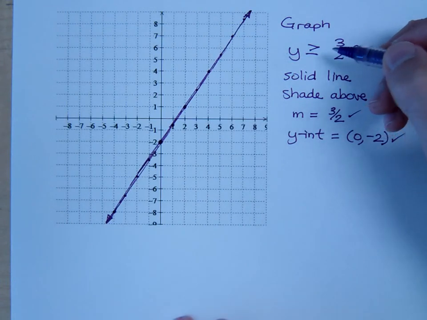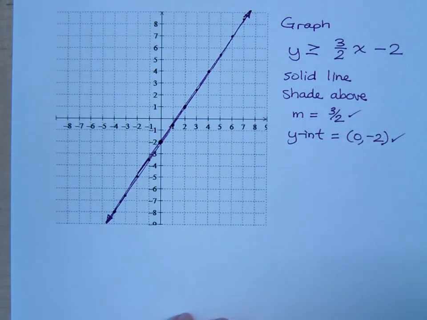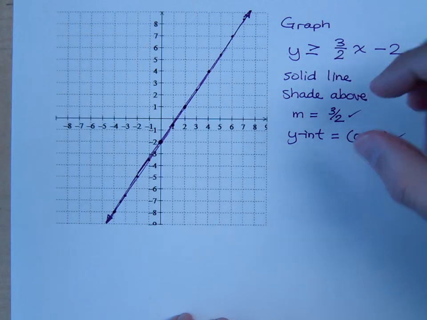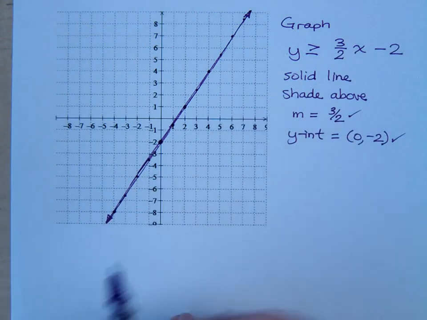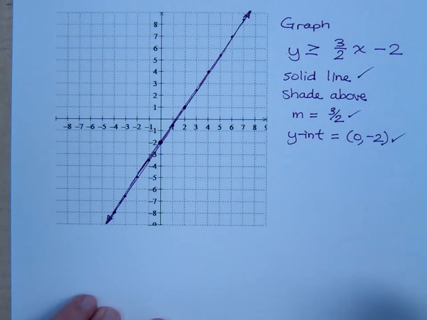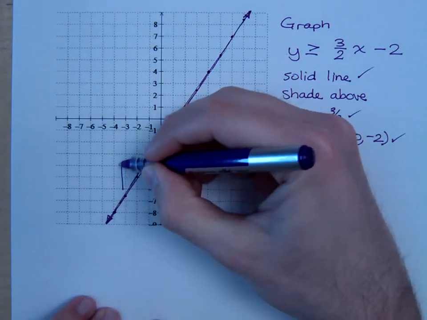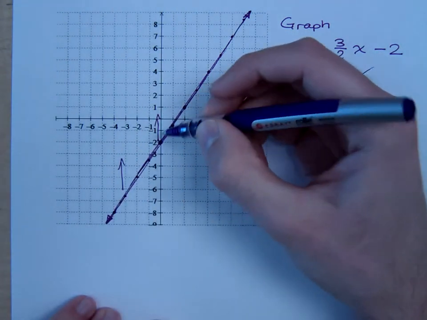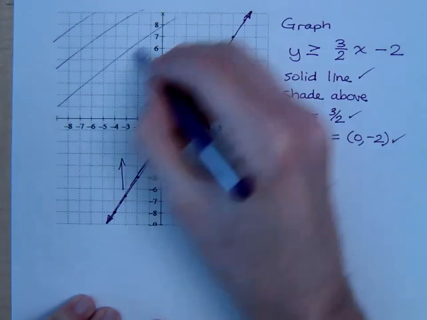If it's not equal to, it's dashed. Not only is it going to be a dashed line if it were not equal to, but you would have to use open circles for those points instead of the solid ones that I have here. So I got my solid line, and the last thing I need to do is what? Shade above. So that means you shade above this line. So it's going to be this whole region over here.